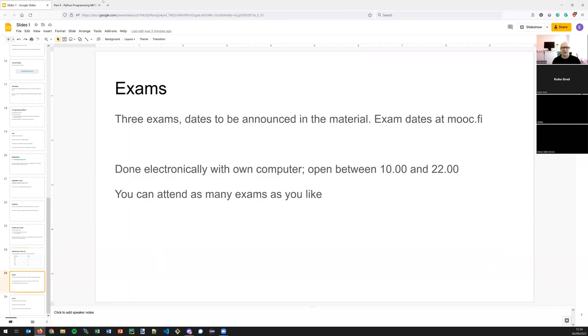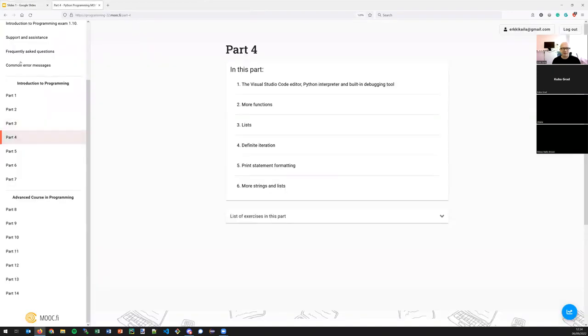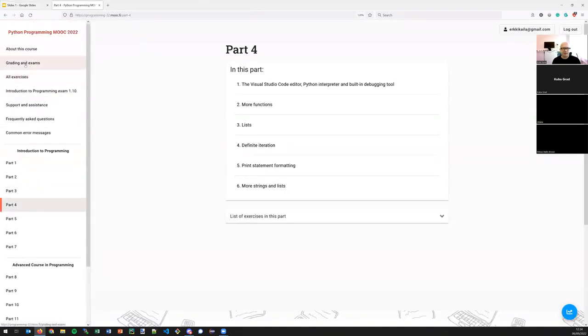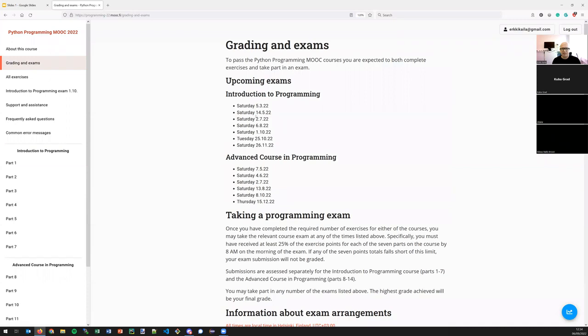Then there are 3 exams. The dates are announced in the material. Some of them actually are, and there will be more. The first exam, which is sort of meant for you, is October 25th. There's an exam coming on October 1st, but unless you have a lot of previous experience, I don't recommend taking that one. But this one is perfect. It's about 1 week after the final lecture of the course.